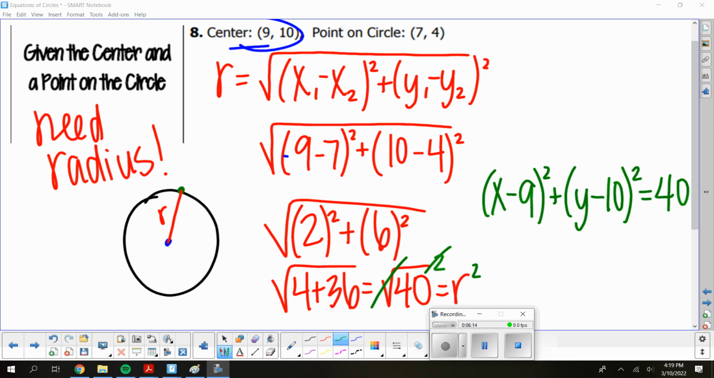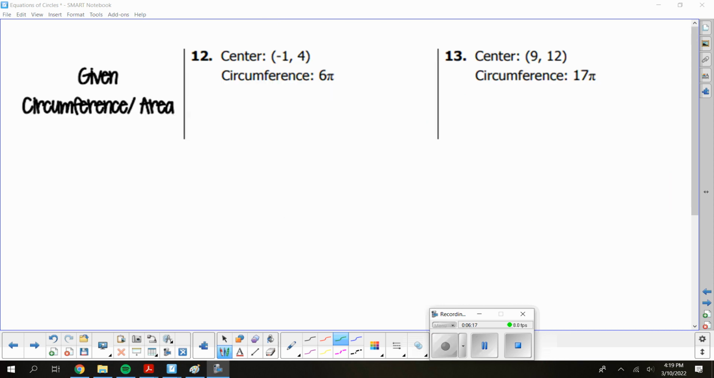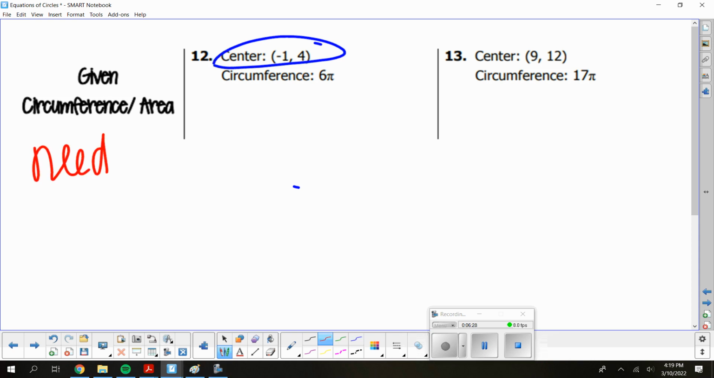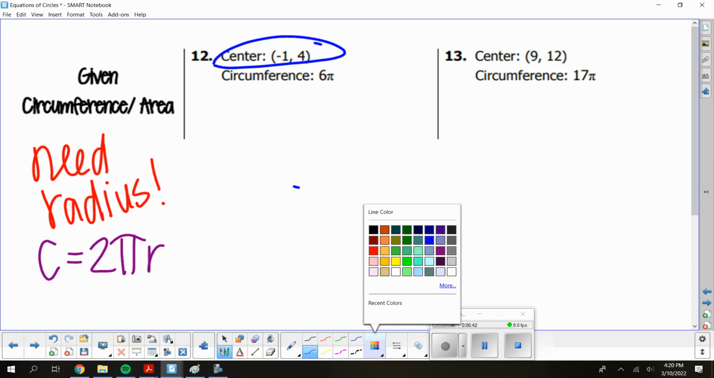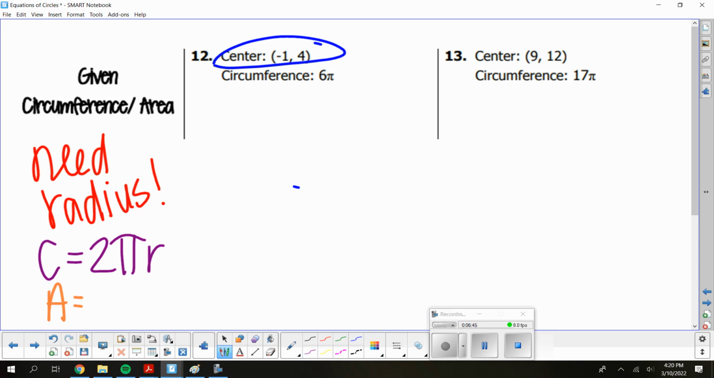All right, we are now on page 6. So on these ones, we're going to be given the circumference and area. Again, we have our center point, which is one of the pieces we need for our formula, but we again need our radius. So to find it, when we're given the circumference and the area, we need to remember those formulas. Our circumference is the distance around the circle. It's equal to 2 pi r, so our radius is housed in there. And our area is equal to pi r squared. So again, our radius is housed in there.